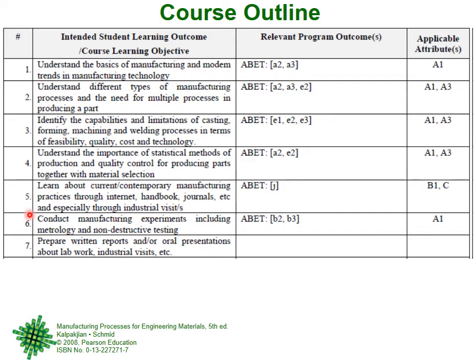So from 1 to 7, these are the course learning outcomes that at the end of the semester, any student who has taken this course should have the capability of knowing these things and being able to do these things. Now you have heard of this word ABET, if you understand. Originally it was Accreditation Board for Engineering and Technology. Now they are just called ABET.